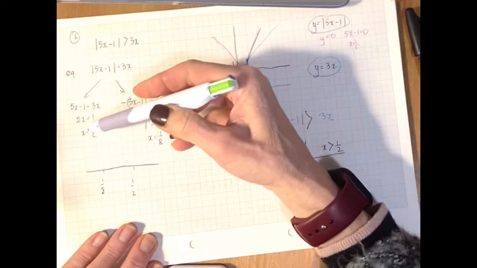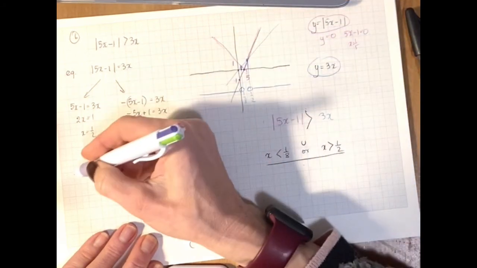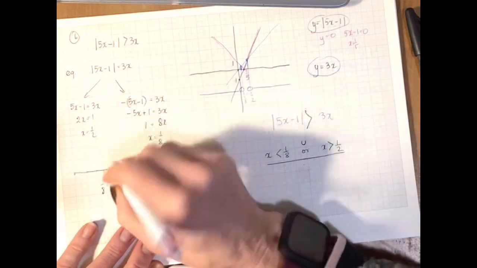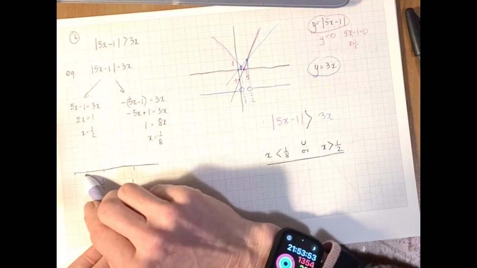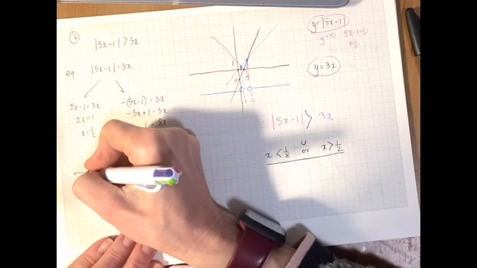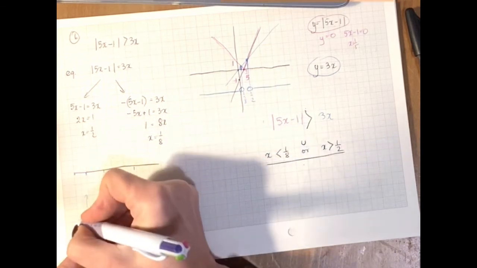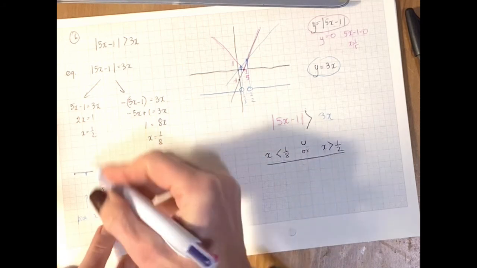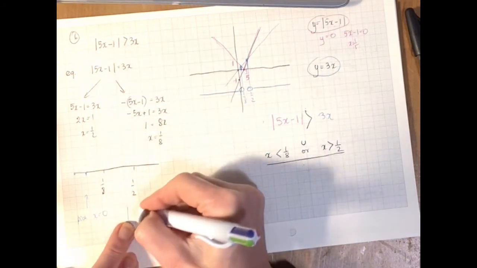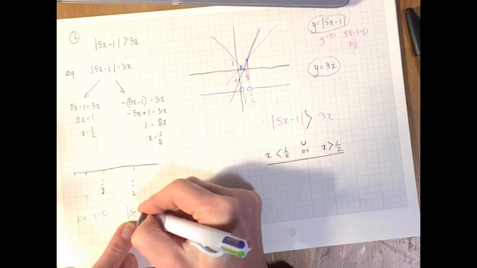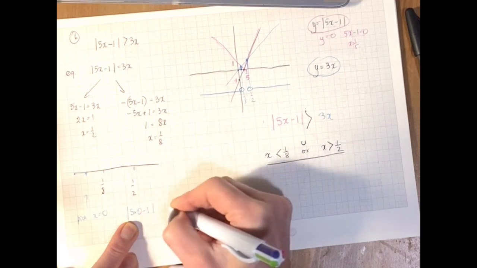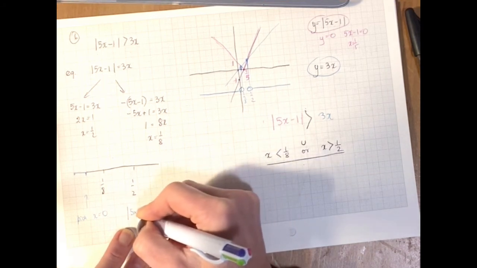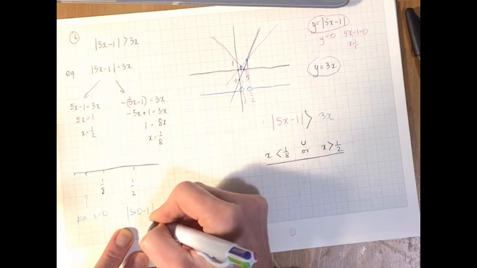Okay, now if you are rubbish at sketching graphs, how would you be able to find the solution from these two values? I'll plot them on the number line, and then pick a value that is less than 1/8. So choose some values. Pick x equals 0. What we're going to do is substitute 0 into this inequality. So it's 5 times 0 minus 1, and then on this side is 3 times 0. So you have 0, and then you've got modulus of minus 1, so it's 1.